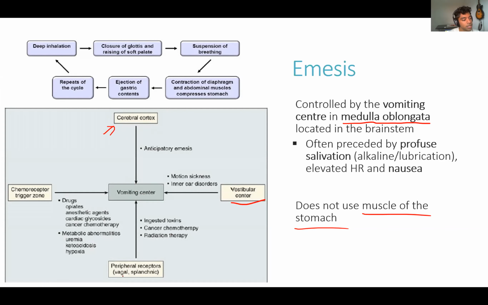Your peripheral receptors, so receptors from the rest of your body. So if you've got irritation in your stomach, irritation in your intestines, you might want to vomit as well. And then the chemoreceptor trigger zone just detects different chemicals in your blood and may trigger vomiting. So stuff like opiates and anesthetics. And vomiting is also preceded by profuse salivation. So that would be parasympathetic stuff.